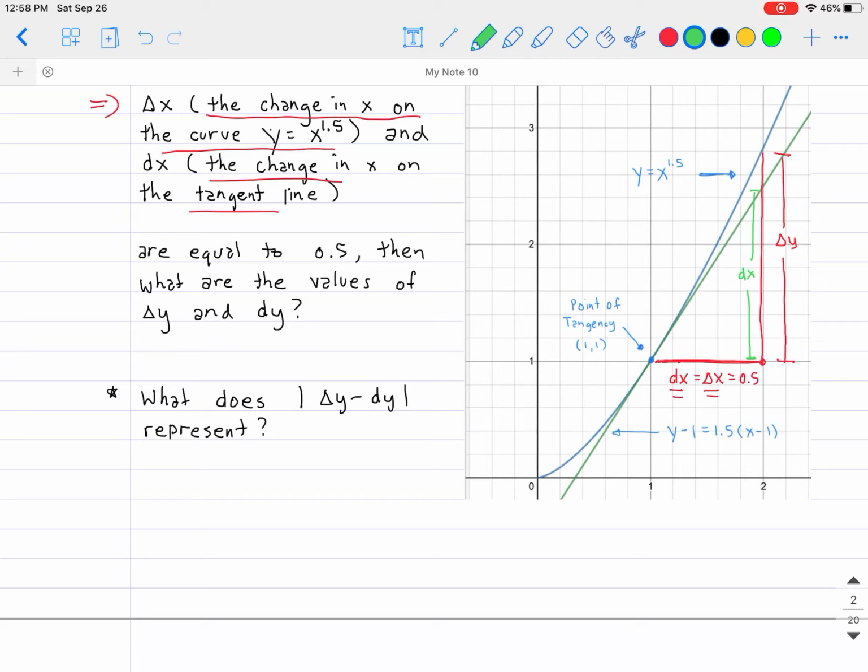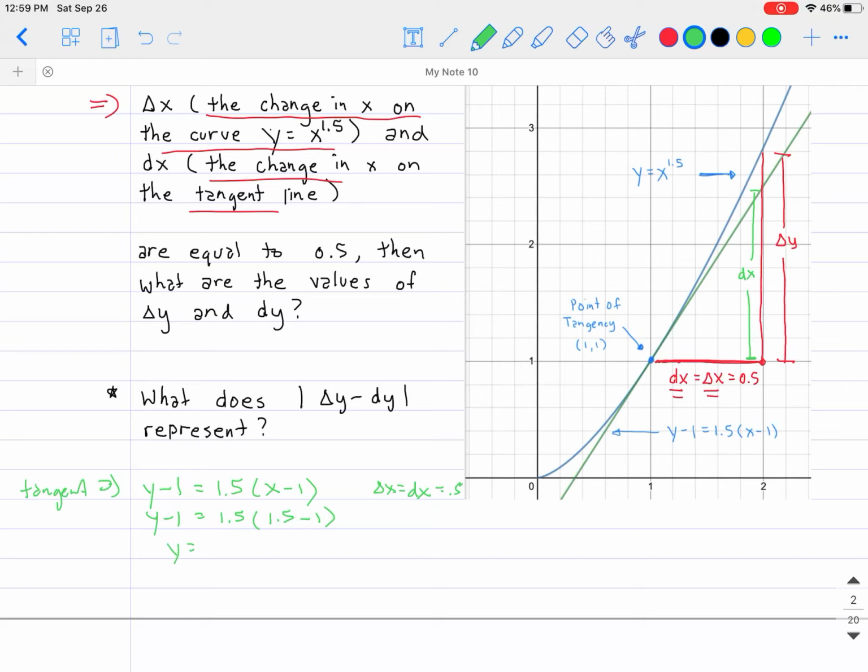In order to solve for dy, I think what I need to do is take the equation of the tangent and plug in 1.5 in this case, right? So here, let me go ahead and write that on the side. So y minus 1 is equal to 1.5 times x minus 1, right? So that's the equation of the tangent. And since delta x is equal to dx, which is equal to 0.5, that means I'm moving 0.5 units to the right. So my x value is going to be 1.5, because 1 plus 0.5 is 1.5.